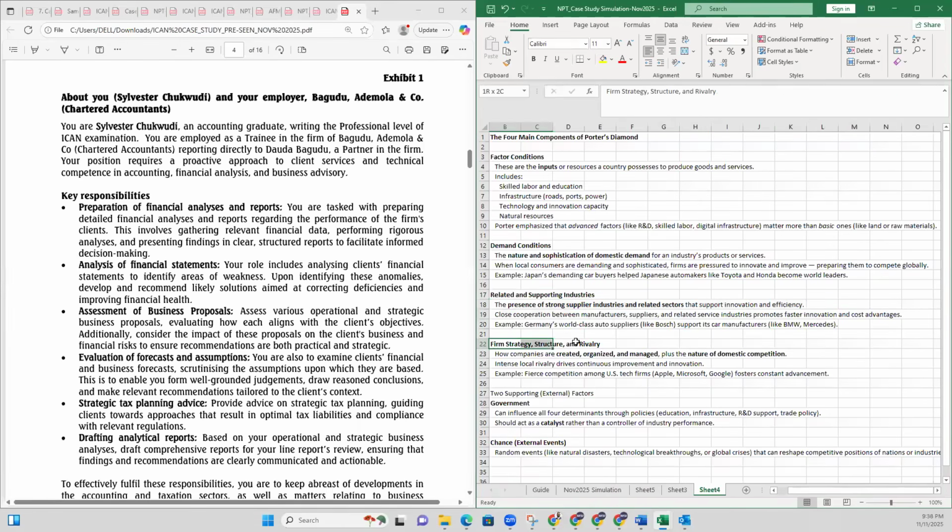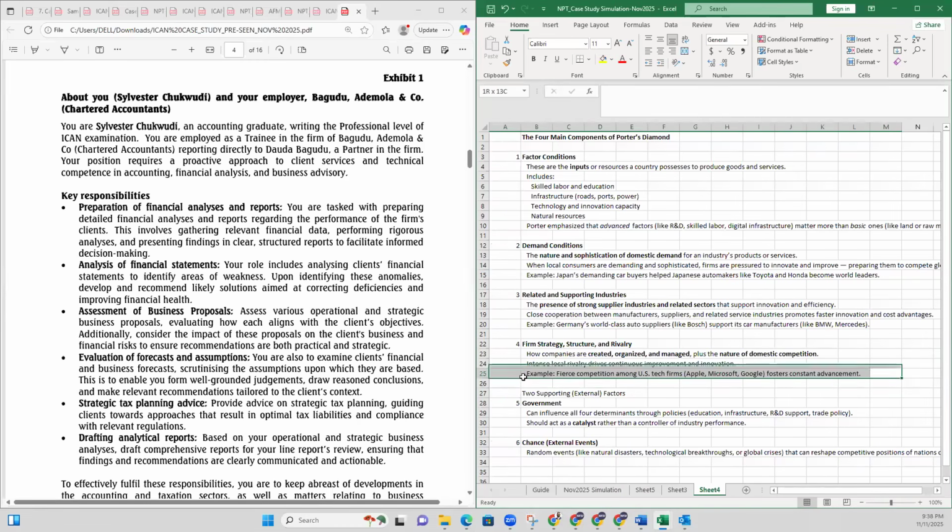Another one is firm strategy, structure, and rivalry: how companies are created, organized, and managed, plus the nature of domestic competition. Intense local rivalry drives continuous improvement and innovation. And we can cite the example of what has happened between Apple, Google, and Microsoft. We even see the same thing going on around AI right now.